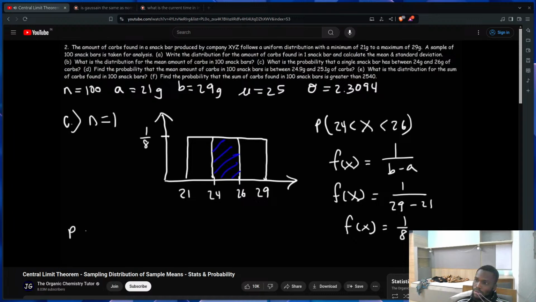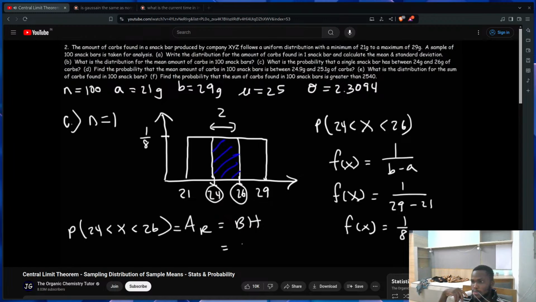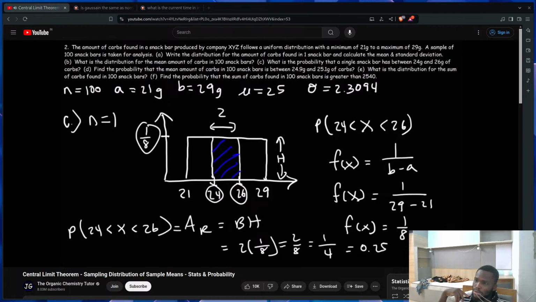So now we can calculate the probability that x is between 24 and 26. This is going to be the area of the rectangle, which is the base times the height. So the base is the difference between 26 and 24, which is 2. The height is basically its f of x, which is 1 over 8. So this becomes 2 over 8. 8 divided by 2 is 4, so 2 over 8 is 1 over 4. And 1 over 4 as a decimal is 0.25. So based on the shape of the uniform distribution, the probability that a single snack bar has between 24 and 26 grams of carbs is 0.25. Now, let's move on to part D.